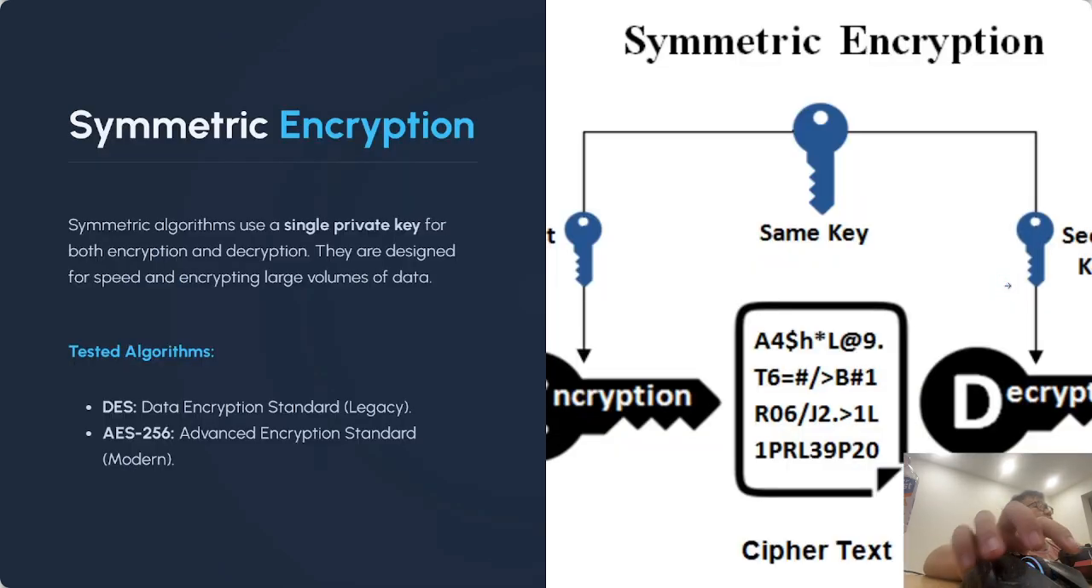Next, we move to symmetric encryption. This method uses a single private key for both encrypting and decrypting data. Because it uses simple mathematical operations, it is generally very fast and ideal for encrypting large files. We tested DES, the old Data Encryption Standard, against AES-256, the current Advanced Encryption Standard used globally.